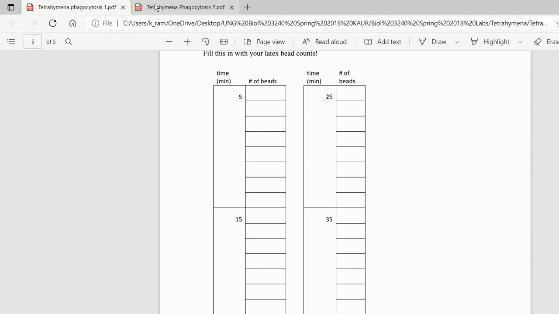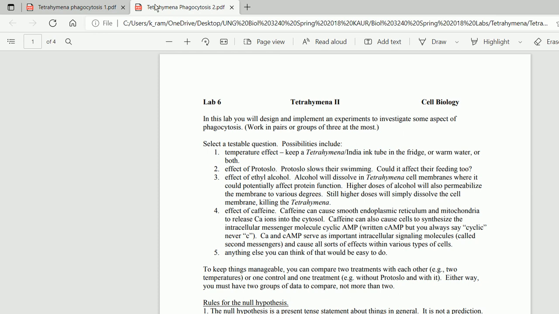In the second part, basically, in the first part we determined the feeding rate of tetrahymena. In the second part, we are trying to see the effect of different factors, which are the independent variables in the experiment. We are looking at factors like temperature, the effect of protoslow, the effect of ethyl alcohol, and the effect of caffeine on the feeding rate of tetrahymena.